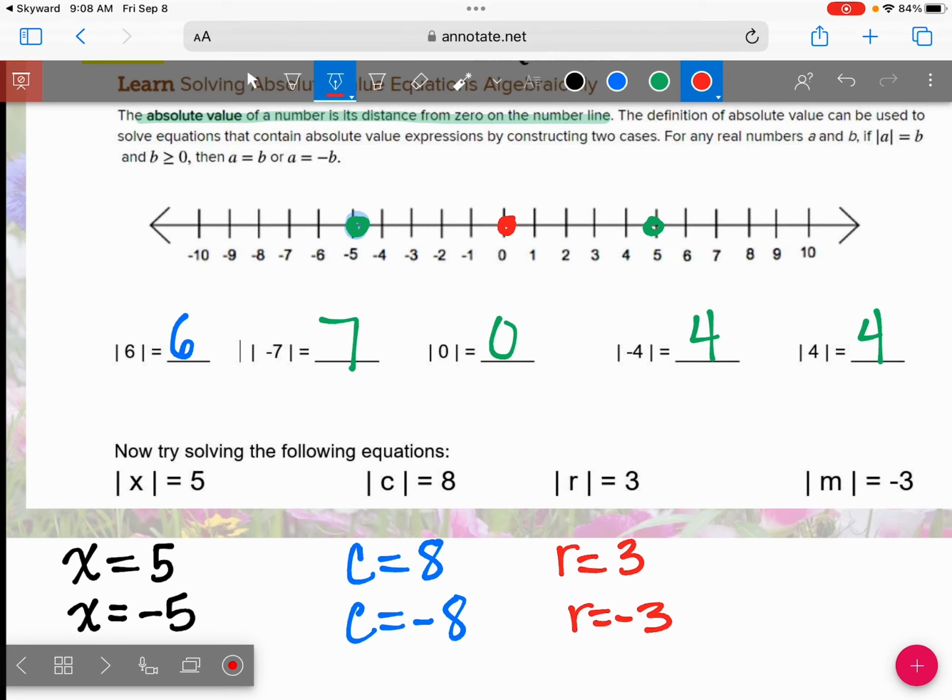But for the last one, there isn't a number that has an absolute value of negative 3 because absolute value cannot be negative. So this last one has no solution. That's a trick question. You may say, oh, it would be 3 and negative 3. No, there is no number that has an absolute value that is negative. So that last one is no solution.